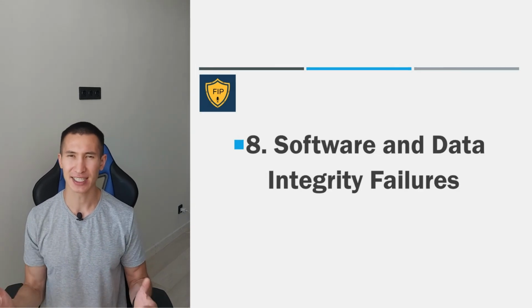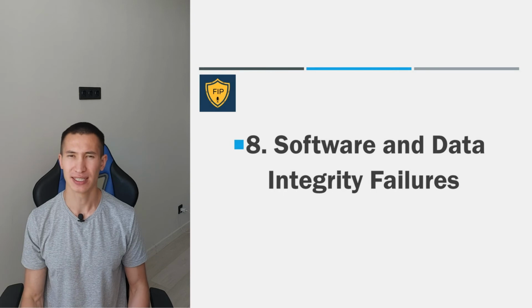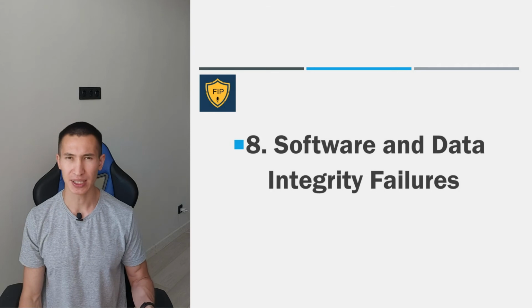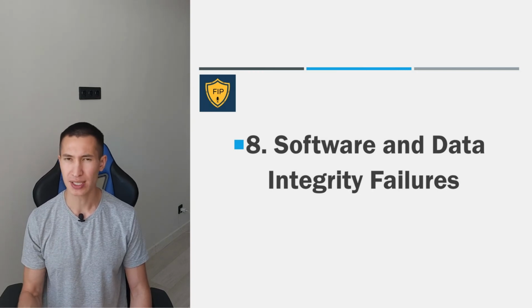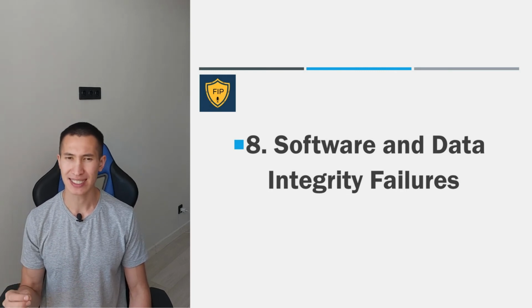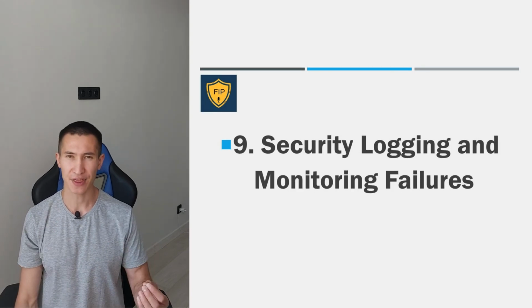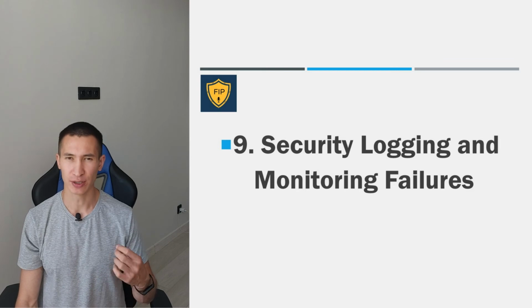Software and data integrity failures are eighth on the list. Nowadays, most applications rely on libraries and plugins, but not all of them test the integrity of these libraries before using them. For example, attackers can break into CDN and modify libraries used by the target application, which can lead to total compromise.